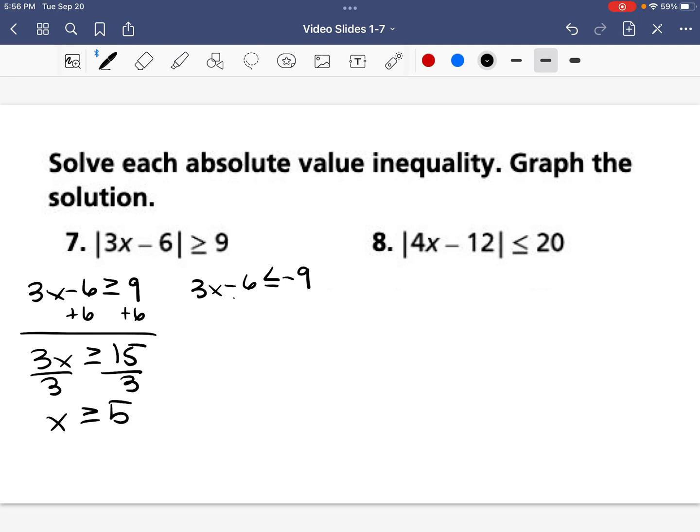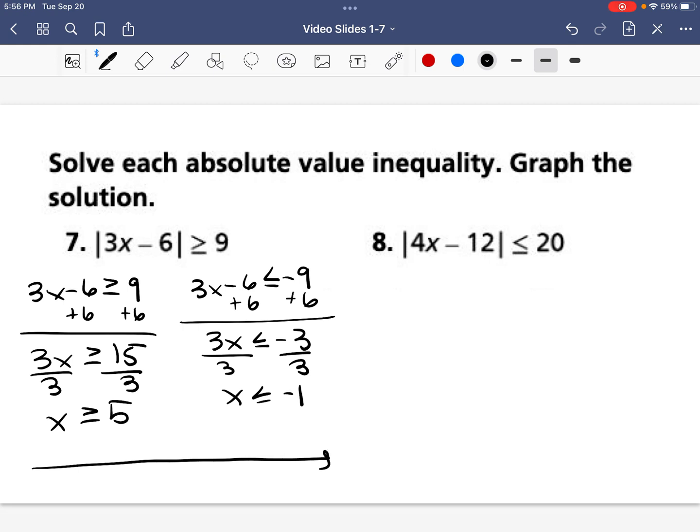On this one, 3x less than or equal to -3, and x is less than or equal to -1. So if I were to graph the possible solutions of this, I would say the x has to be bigger than or equal to 5, or it has to be less than or equal to -1. Those are all the possible solutions for that absolute value inequality.